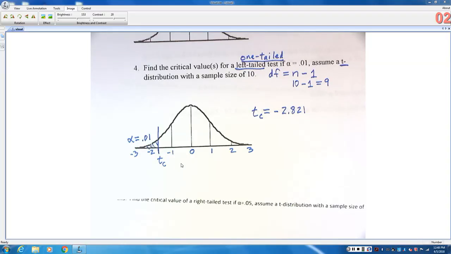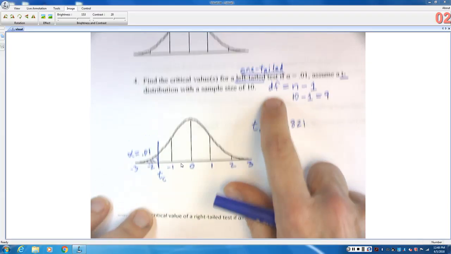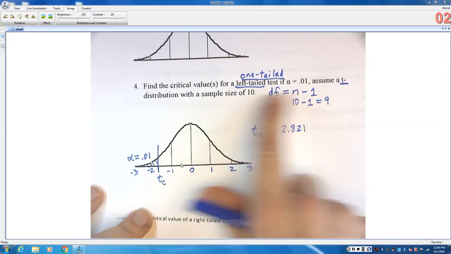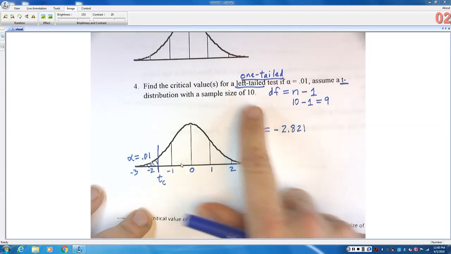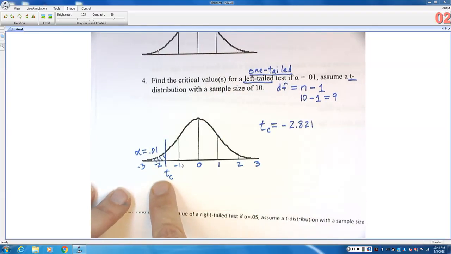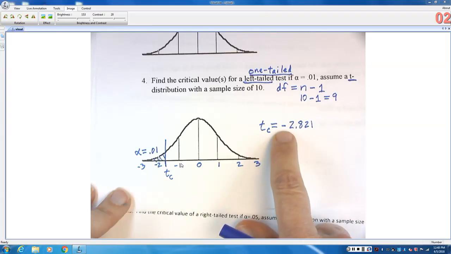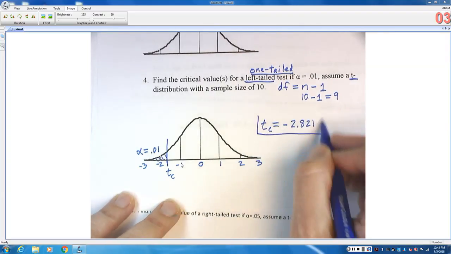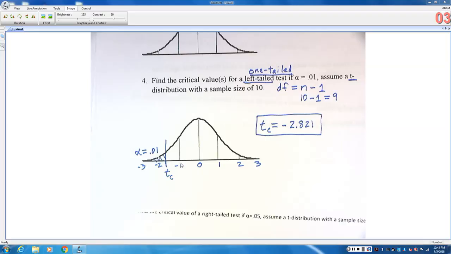So anytime it's a T distribution, you have to find one more thing. The degrees of freedom is the sample size minus 1. That's why I gave you sample size. Because it's left-tailed, it's going to be negative. So you have to add a negative sign because the chart only gives you positives. And that's how you find it. So you'll have that table on the test, and you have that table now, so you can look at it.